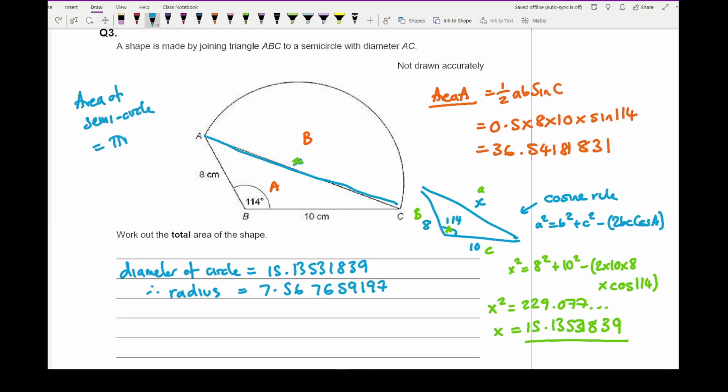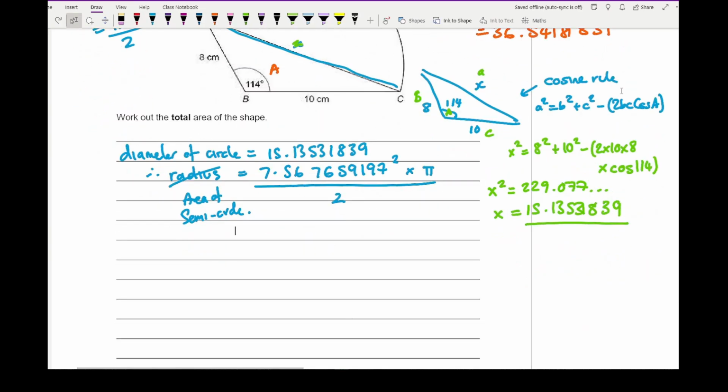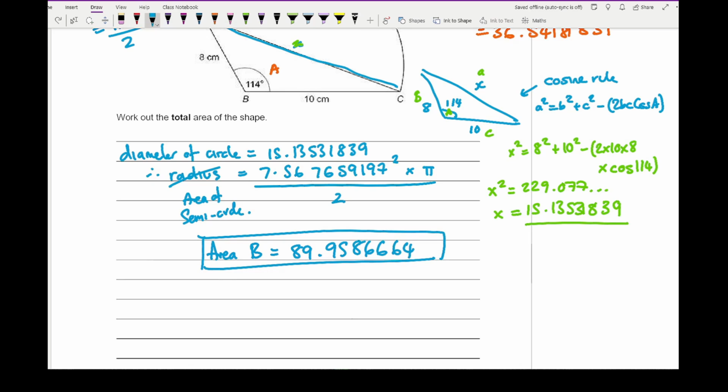Now the area of a semicircle is equal to pi r squared, so that's a full circle divided by 2. So from this, if I square this number, times that by pi, divide that by 2, that will now give me the area of the semicircle. So then all I do, because I've still got that number on my calculator, is square that number, multiply it by pi, divide that by 2, and I get area B, which is the semicircle, of 89.9586664.